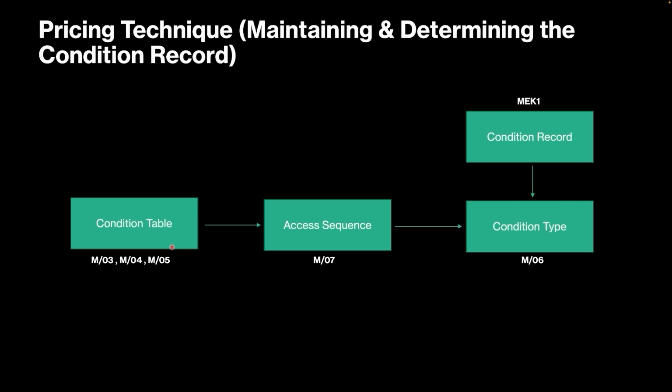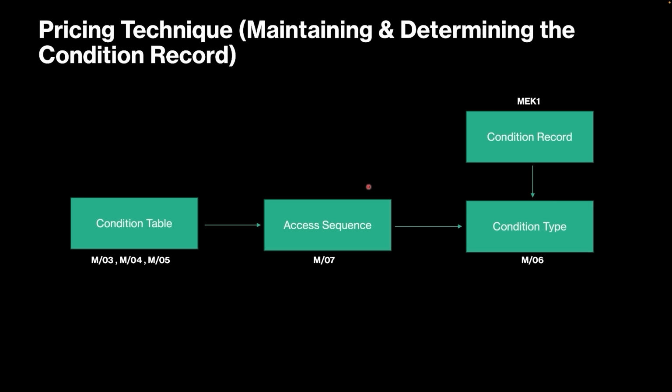This condition table basically contains a combination of multiple fields of your purchase order. So you can have a condition table which contains a combination of material, vendor and purchase organization. You can have another condition table where you will have a combination of material, vendor, purchase organization and plant. In this way you can combine multiple fields from your purchasing document and you can create multiple condition tables.